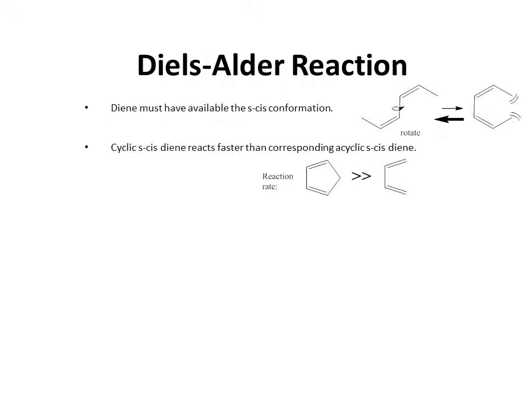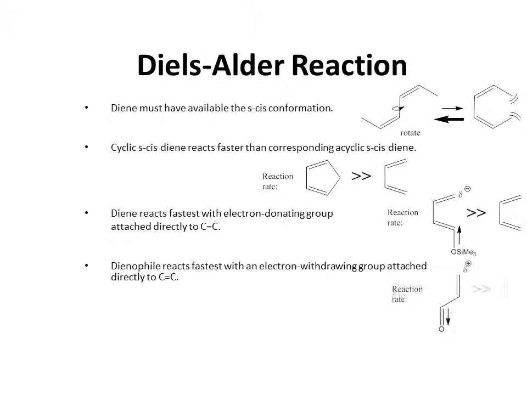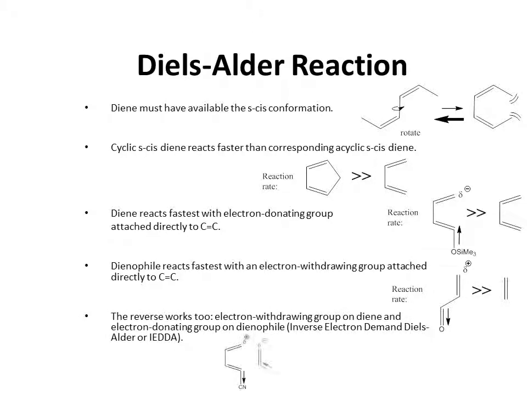Cyclic S-cis dienes react faster than the corresponding acyclic S-cis diene because the conformation that is desirable is locked. Dienes react fastest with electron donating groups like oxygen or nitrogen attached directly to the C double bond C. Dienophiles react fastest with electron withdrawing groups like C double bond O, NO2, C triple bond N directly attached to the C double bond C. Now if you put an electron withdrawing group on the diene and an electron donating group on the dienophile, you get what is known as an inverse electron demand Diels-Alder or IEDDA. This works just fine.